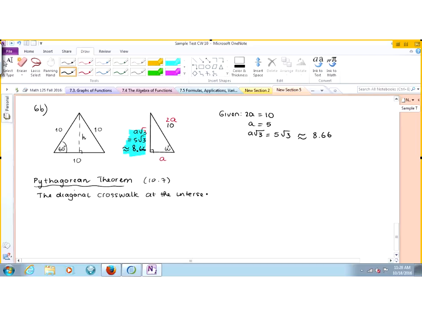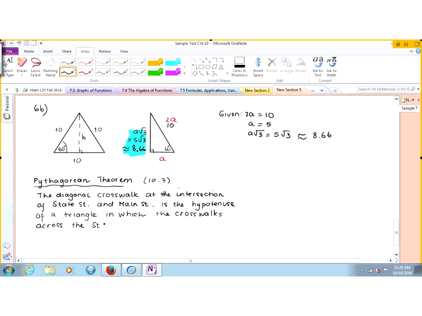So the diagonal crosswalk at the intersection of State Street and Main Street is the hypotenuse of a triangle in which the crosswalks across State Street and Main Street are the legs.